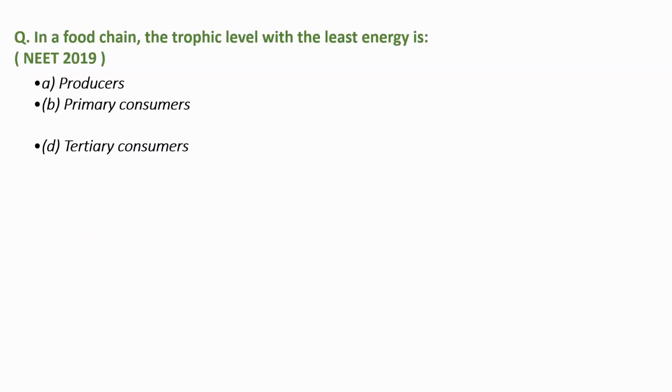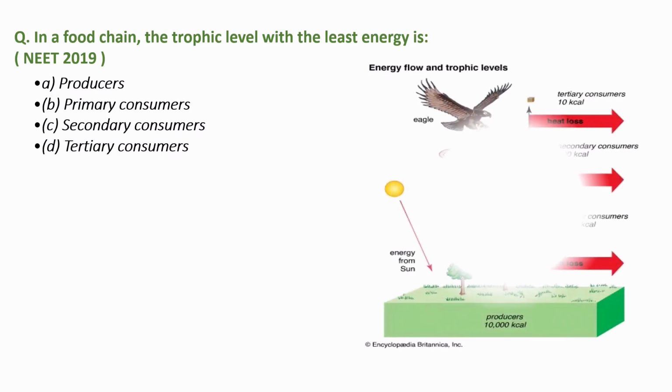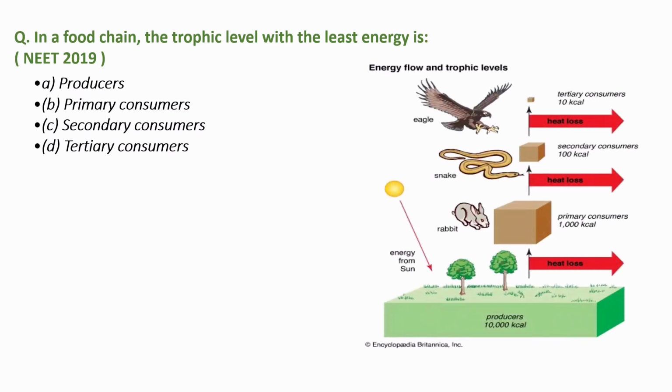So what is the next question here? The first one is nothing but food chain. Here the question came from the food chain itself. They are asking about the trophic level in a food chain with the least energy. We know there are 4 steps of a food chain, right? Normally producers, and then primary consumers, secondary consumers, tertiary consumers.